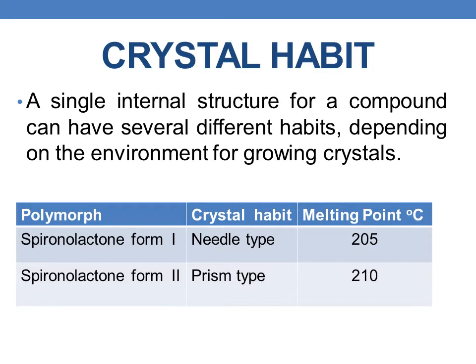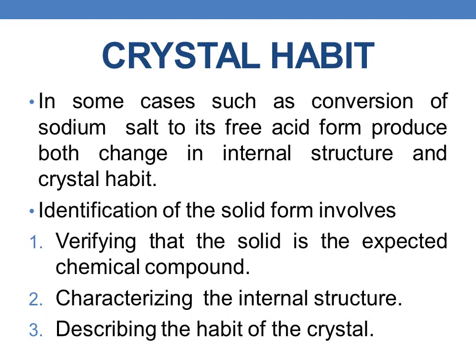One more difference is that form 1 spironolactone has a melting point of 205 degrees centigrade, whereas form 2, which is prism type, has 210 degrees centigrade. So a single internal structure for a compound can have several different habits.